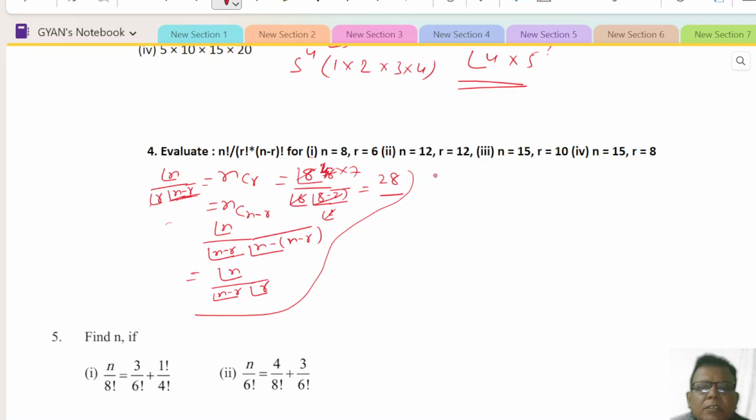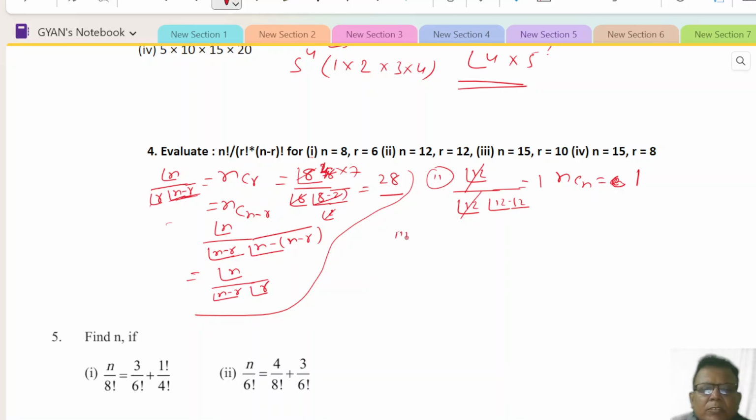Now come to question number 2. So factorial 12 divided by factorial 12, factorial 12 minus 12, that is 0. Factorial 0 is 1, and this will get cancelled, so this one is 1. That means nCn is equal to 1.